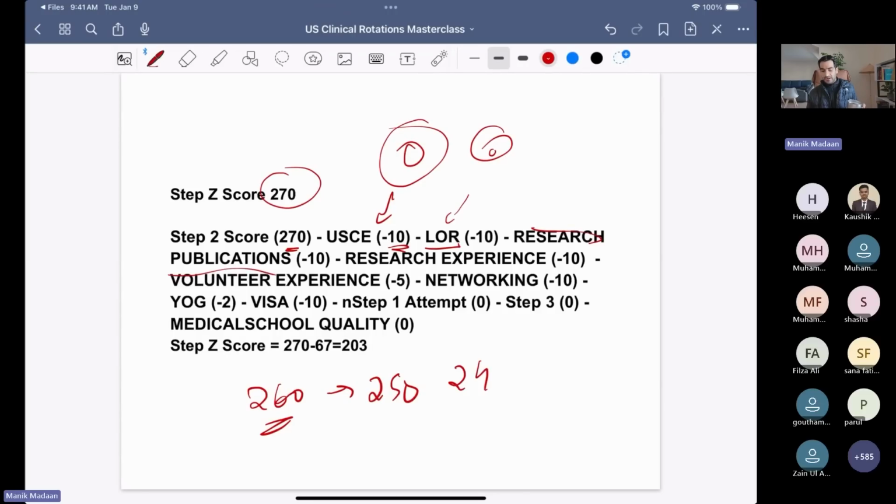Which went to a 240 now because we subtracted 10. Research experience, you have none, right? You went to a 230 now. Volunteer experience, none. We're going to subtract, let's say 5. I'm not saying even none. Out of a 10-point scale, you have some experience, so you get a -5. So you get a 225 now, right?